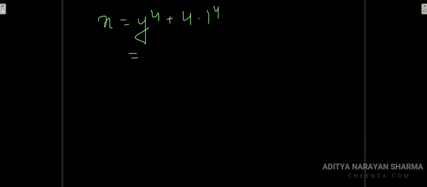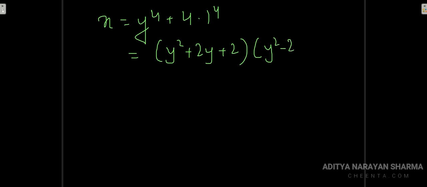So let's write the answer: y square plus 2y plus 2, y square minus 2y plus 2. Okay. Now the thing is, since x is a prime, we have expressed this as a product of two factors, but we aren't even sure that each is actually equal to x or 1, right? So one more thing we can do here, we can just try to find the GCD.